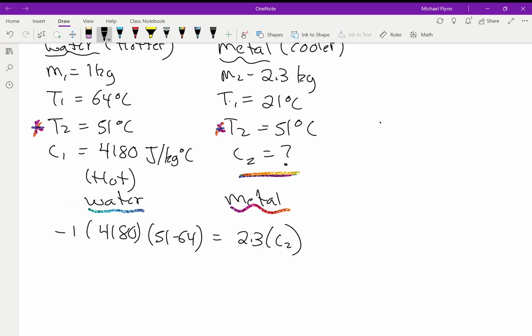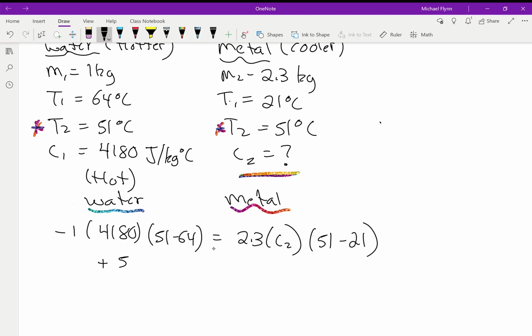Okay, now the T1 and T2 make sense. This is initial and final temperature, but the 2's mean it goes with the metal, okay? Now 2.3 times C2, and it's going to be times 51 minus 21, okay? T2 minus T1 there. There's only one unknown. With my calculator, I'll just write at least one step. It's pretty straightforward. 51 minus 64 is negative 13. So I'm going to get 4180 times negative 13, I get negative 54,340 on this side.